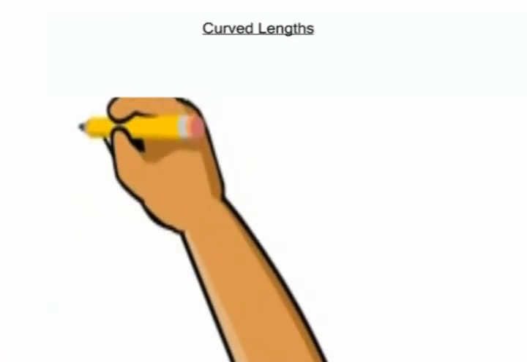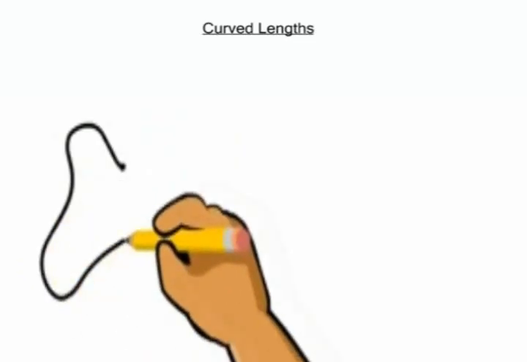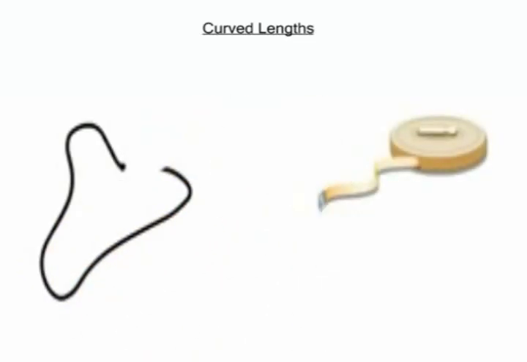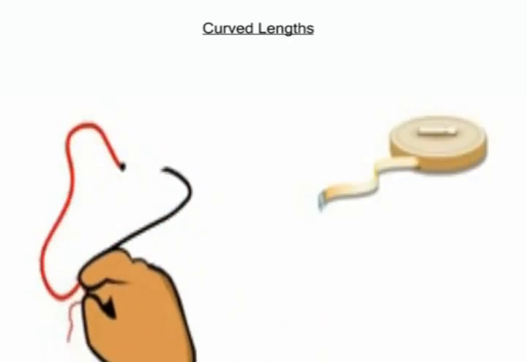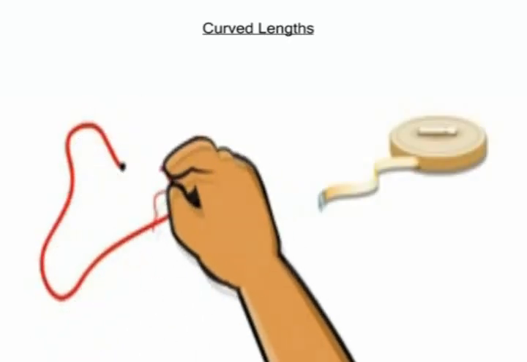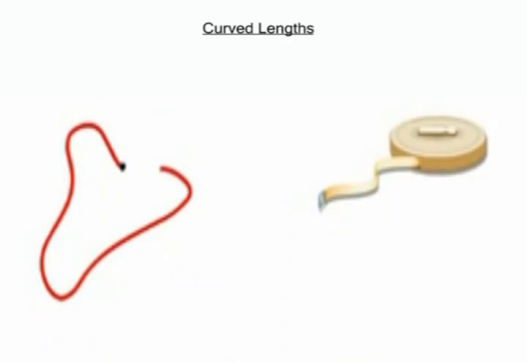So how do we measure curved lengths? Now curved lengths such as roads and railway lines on a map or dimensions of some containers can be measured using a thread. The thread is placed along the required length, and the length is then found by placing the thread on a millimeter scale.